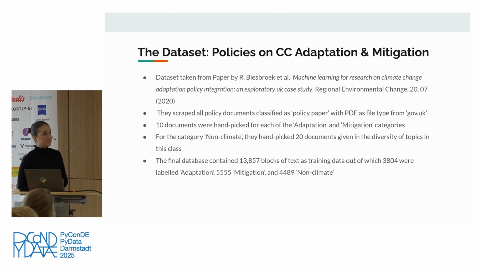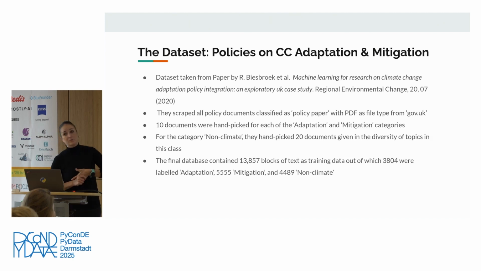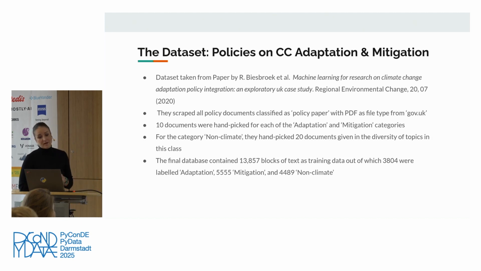This is inspired by some of my students that I supervised a couple of years ago when I was still working as a lecturer at UCL. They used this data set by Biesbroek et al., and the paper is called Machine Learning for Research on Climate Change Adaptation Policy Integration, an exploratory UK case study. They created that data set. They scraped all policy documents classified as policy paper in PDF format from the website gov.uk. Then they handpicked 10 documents each for adaptation, mitigation, and non-climate, which didn't cover anything about climate.